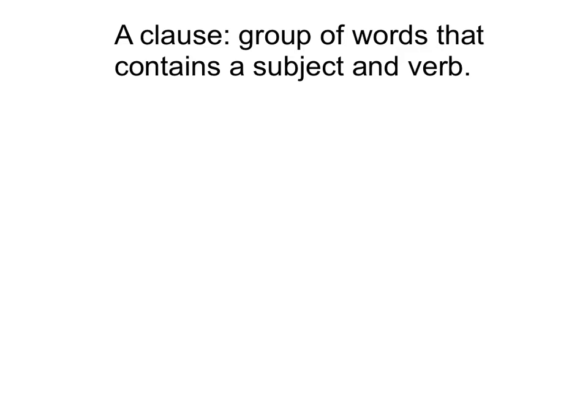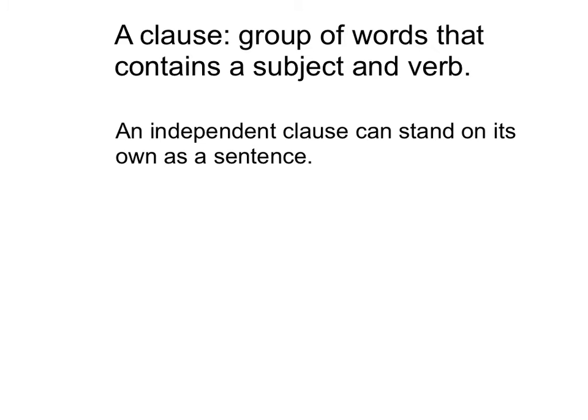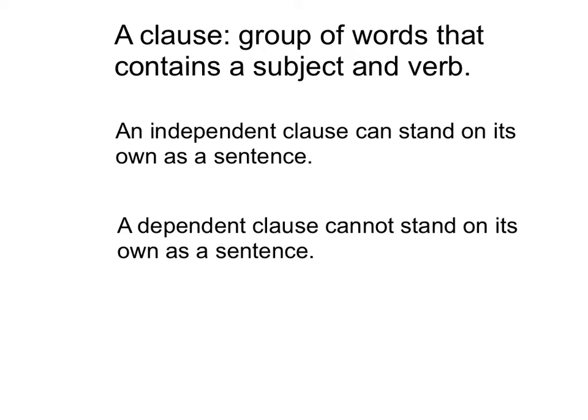Hello, here is a quick mini lesson on these guys. Now a clause is a group of words that contains a subject and a verb. Clauses fall into one of two categories, independent and dependent. An independent clause can stand on its own as a sentence, but a dependent clause cannot. Here are some examples of both kinds of clauses.